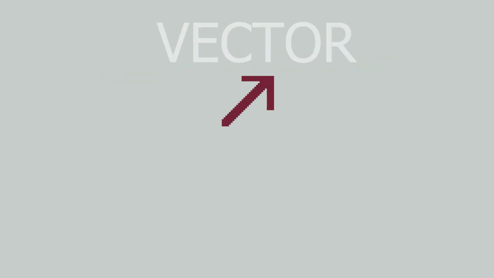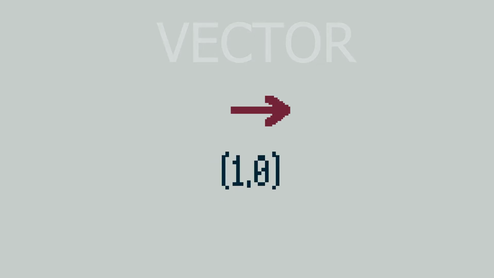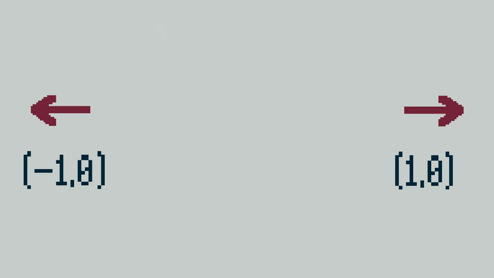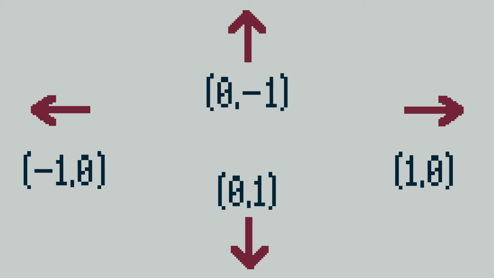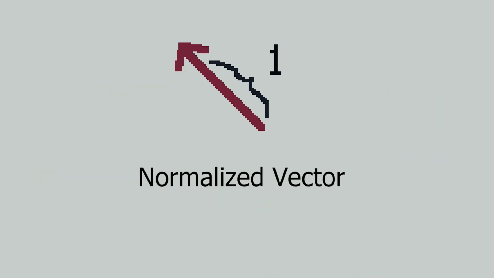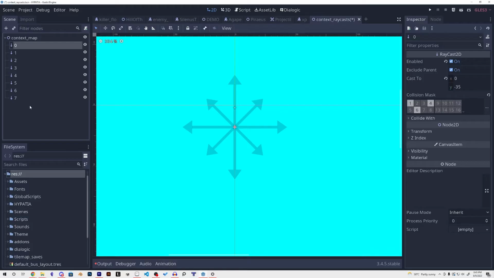Each vector is represented by 2 numbers, like x and y. So right would be 1, 0, and left would be -1, 0. And this is where it gets fishy in Godot, because up is 0, -1, and down is 0, 1. I know in geometry it's the opposite, but that's the way this game engine works. Unity and Unreal are different. So anyways, these are the vectors for each direction, and they must be normalized, which just means that their length must be 1. And now we need to add 8 raycasts for each direction.